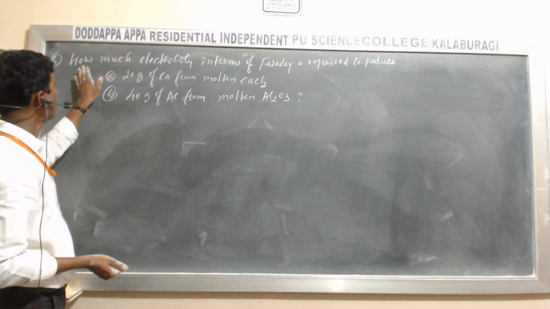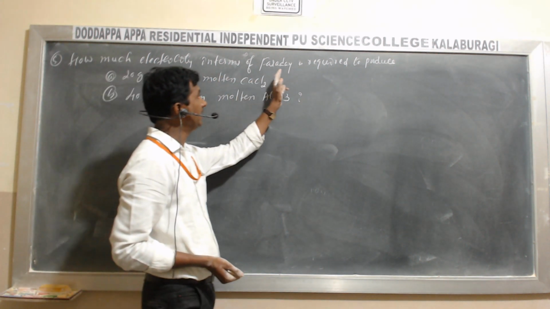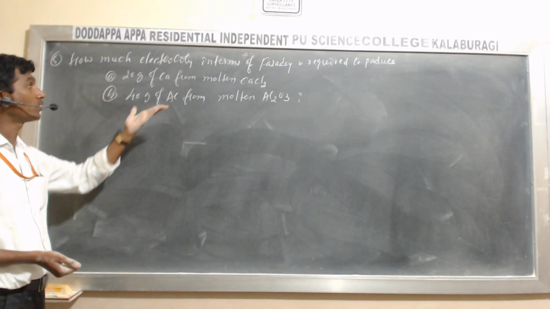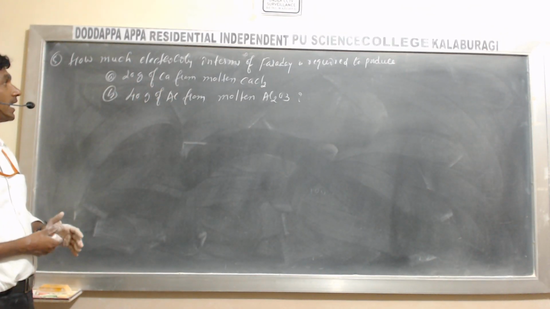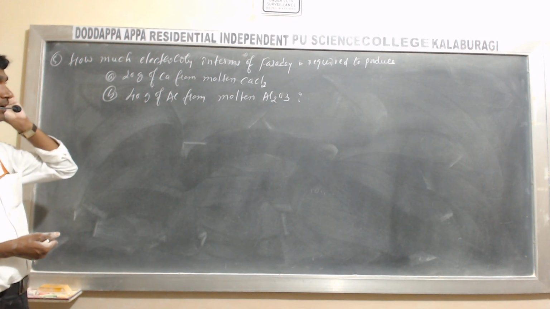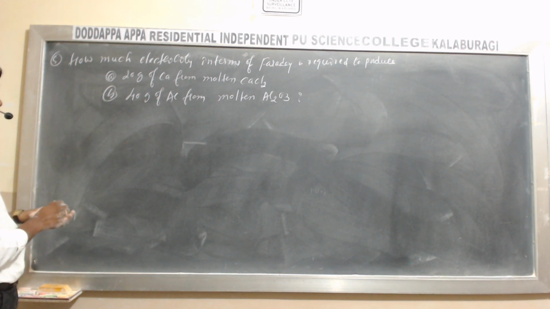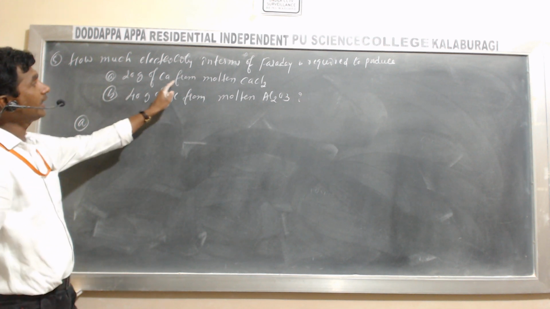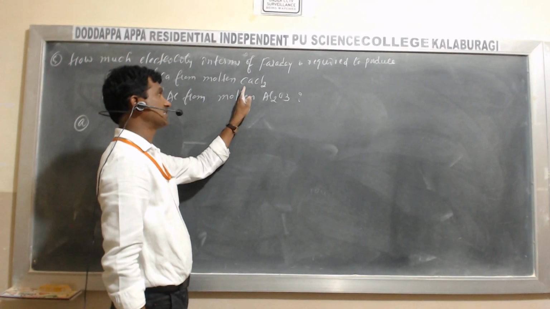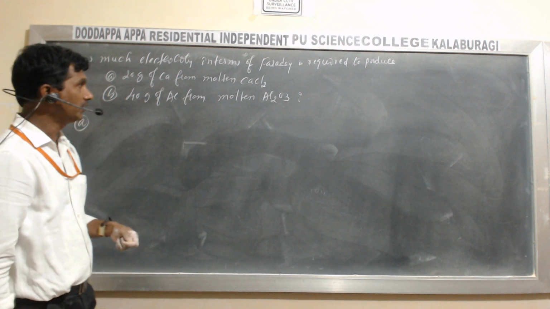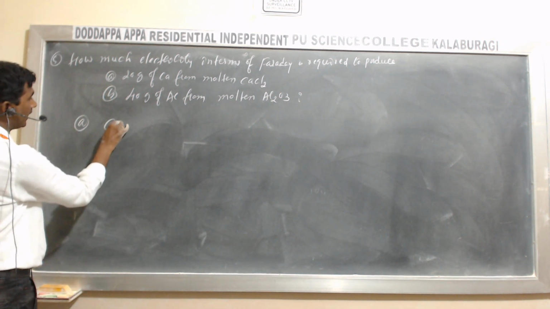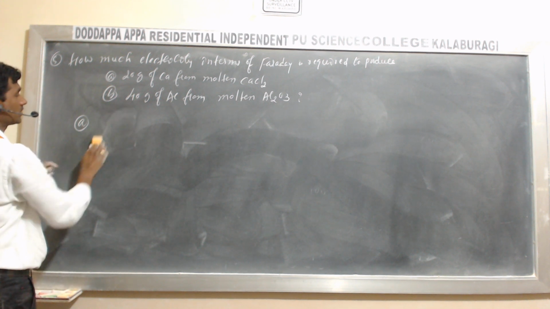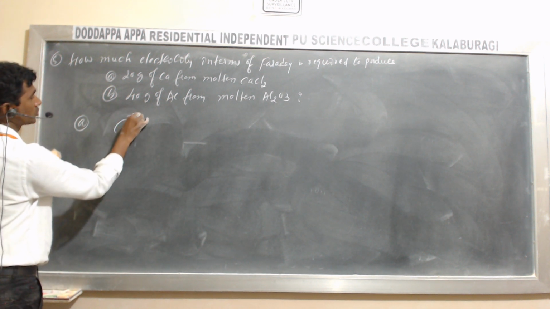Yes, now the fifth problem. How much electricity in terms of Faraday is required to produce 20 grams of calcium from molten calcium chloride and 40 grams of aluminium from molten Al2O3? Yes, the first example I can take: 20 grams of calcium from molten CaCl2. In CaCl2, the charge of calcium is plus 2.